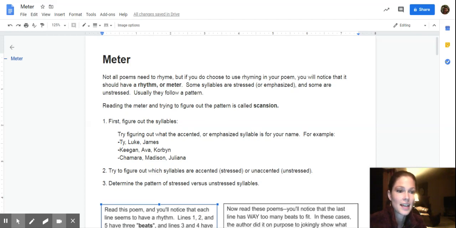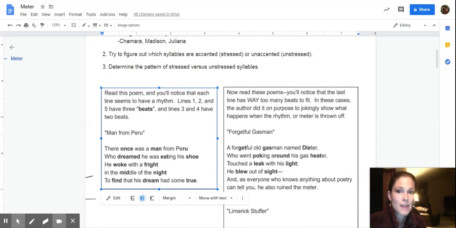So that's the first thing that we have to figure out. Now let's take a look at a very popular kind of rhyme. It's called a limerick. What you'll notice is that there's a rhythm to these. In every limerick, the first, second, and fifth lines rhyme, and they all have three beats. But then the third and fourth lines also rhyme, but they only have two beats. So we can hear: there once was a man from Peru, we hear those three beats, who dreamed he was eating his shoe. He woke with a fright in the middle of the night to find that his dream had come true. And you can hear that there's a rhythm to it.